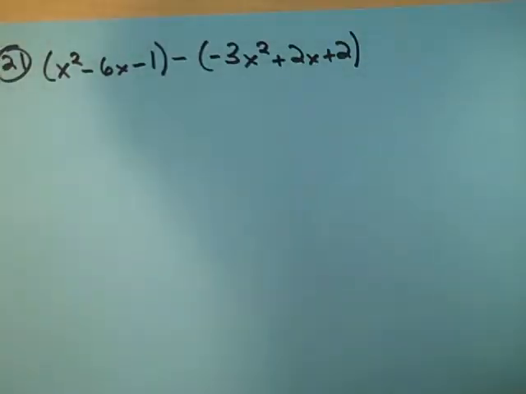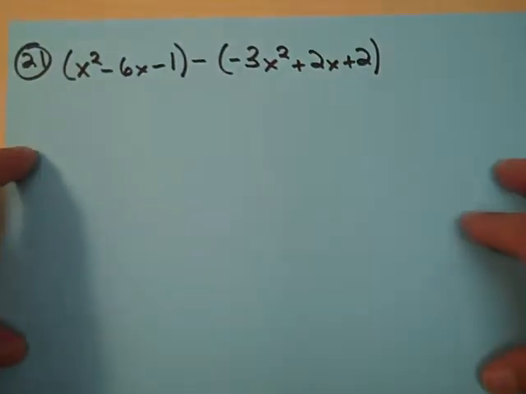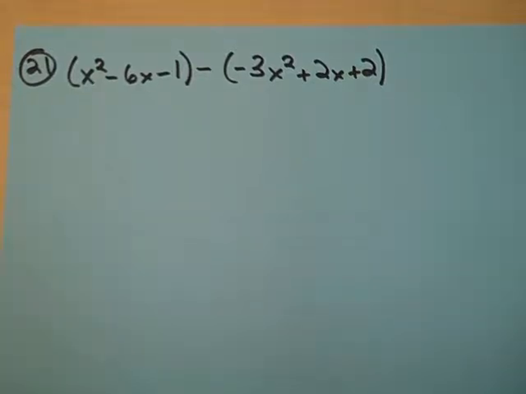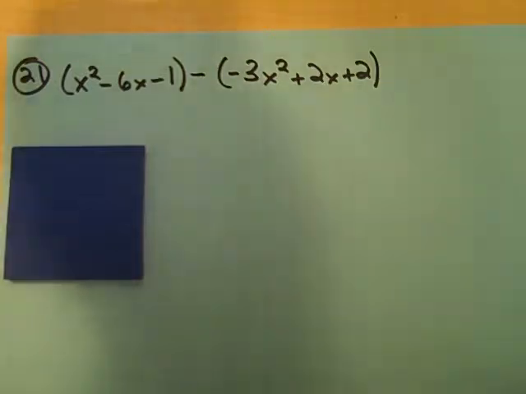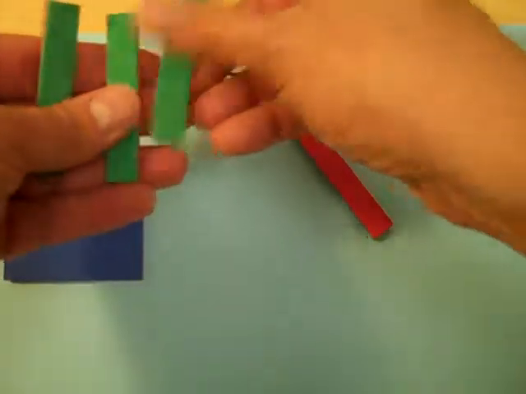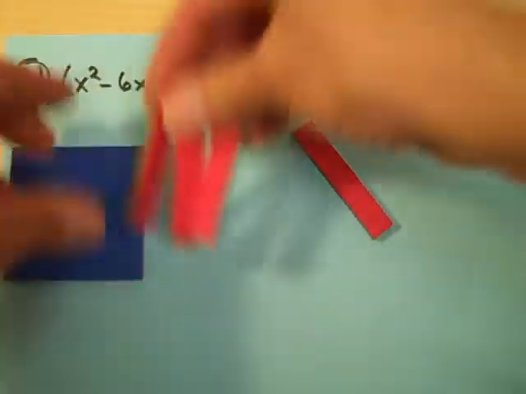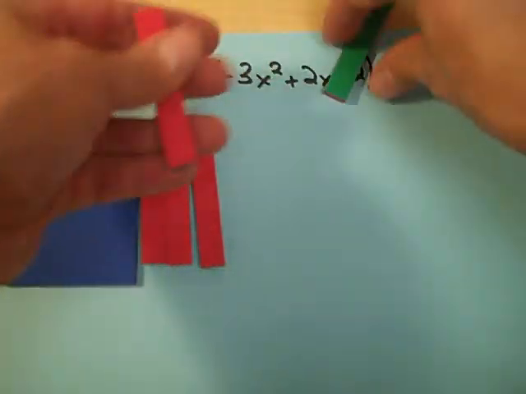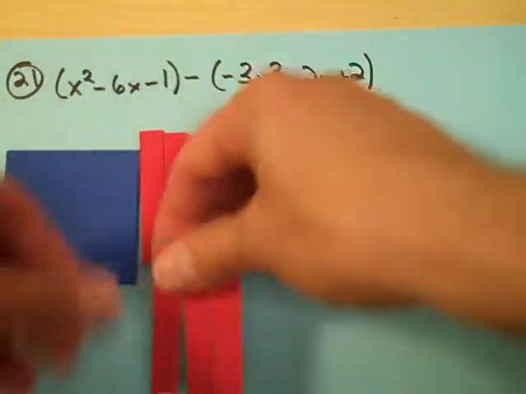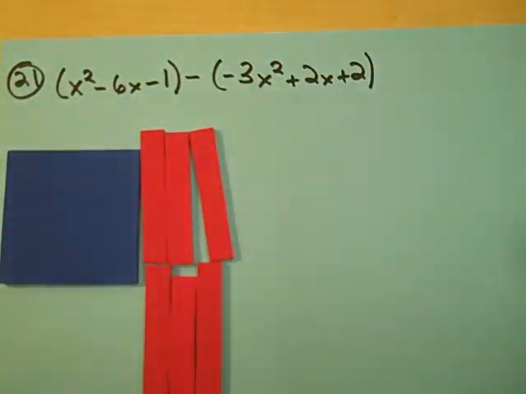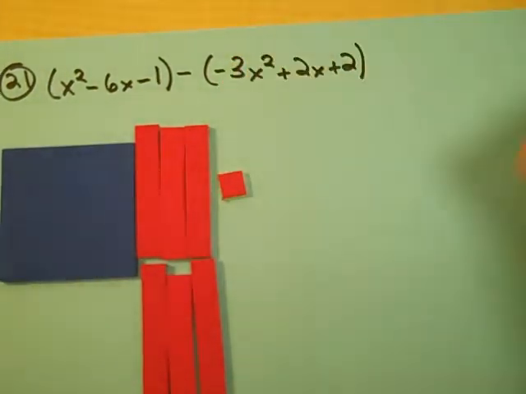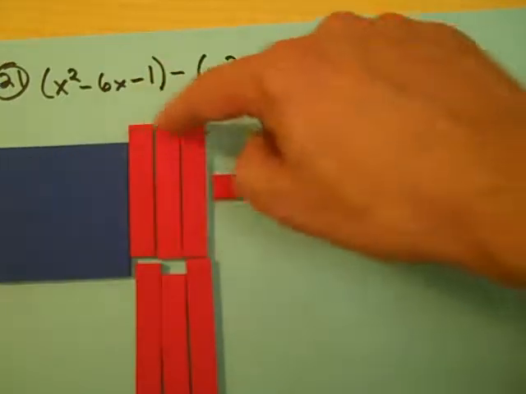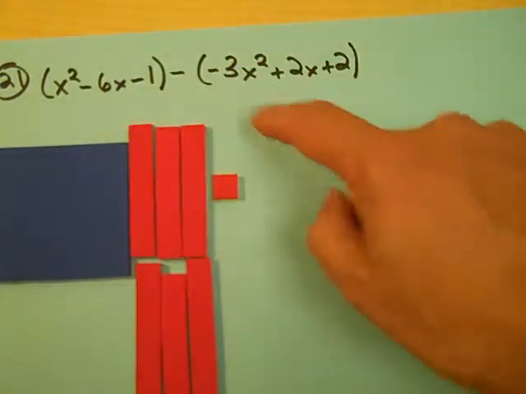So let's do number 21. Okay, so this one is a little bit longer. We've got a positive x squared minus 6x. Minus 6x. Minus 6x. That's going to be the red side. Okay, here we go. Minus 1. So that's going to be my little red square. X squared minus 6x minus 1.